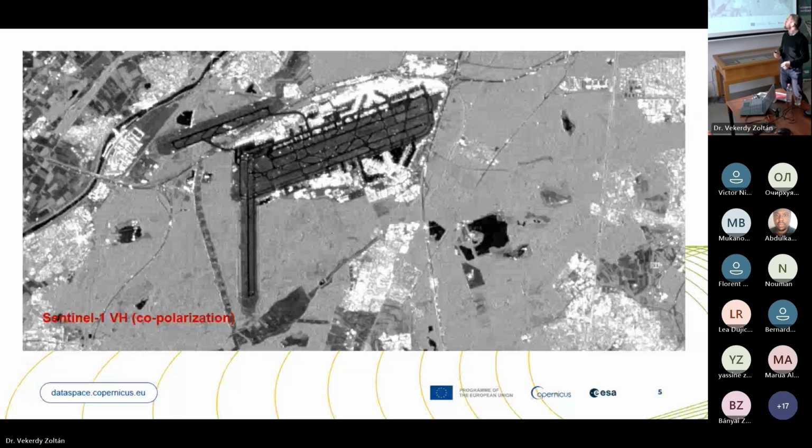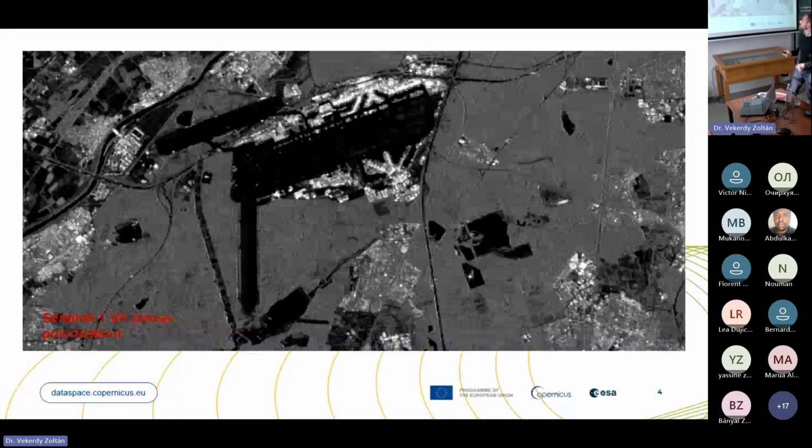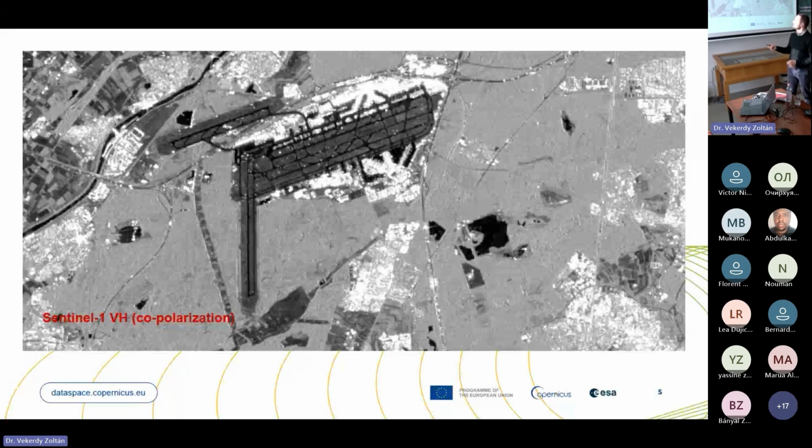And this is what you get for, okay, so this is wrong. It should be VV, so copolarization. There you had a lot of strong signals from the buildings because you have corner reflection, the vertical wall and the horizontal surface. Relatively low reflectivity still from the flat surfaces, some reflectivity from grass and from forests. This is essentially the two main kinds of signal, the VV and the VH, that we get from Sentinel-1.